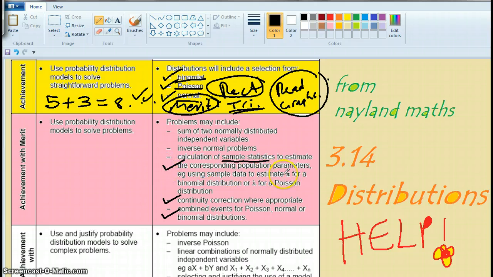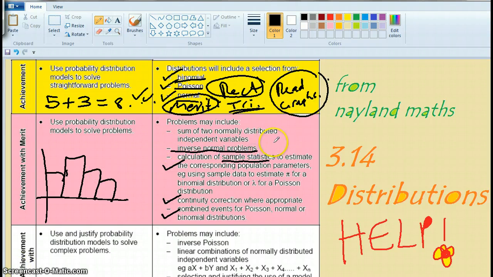Cool. What that means is they might give you data in a graph, or they might give it to you in a table, and you have to understand that, you know, with your graph like that you can read probabilities off it. Inverse normal, so that's when you're given the probability and you've got to work backwards. Inverse normal button on your calculator.